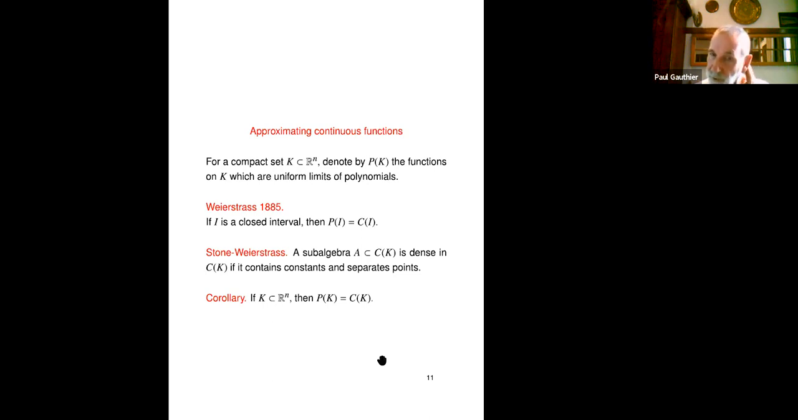This wonderful generalization, the Stone-Weierstrass theorem, says that a subalgebra of the continuous functions on a compact space is dense in the continuous functions if it contains constants and separates points. And as a corollary, if you have an arbitrary compact set in Rn, then any continuous function can be uniformly approximated by polynomials.